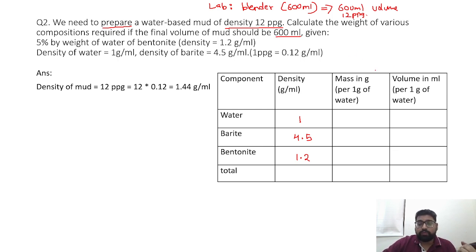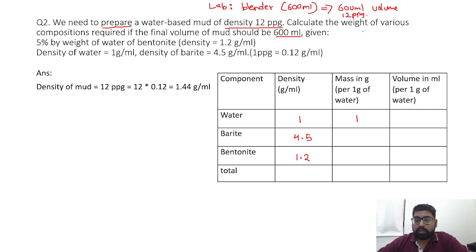So what we do is we first assume that we are working on 1 gram of water. The mass of water can be any number, 10, 20, whatever you prefer, but I am taking 1 because it will be easy for calculation. So let us assume the mass of water is 1 gram. What will be the volume?